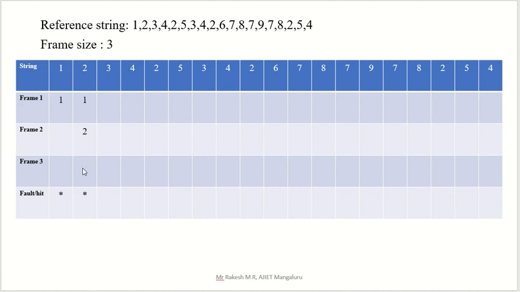Next 3, is there an entry for 3? No, that's why I am taking it from secondary memory, again a page fault. Now go for 4. Is there an entry for 4? No, I have to take it from secondary memory, again a page fault, you can put a star mark here. But which one do we have to replace? Who is the victim out of these 3? Victim means we are going to remove that particular page and add the new one. So who is the victim out of 1 2 3?